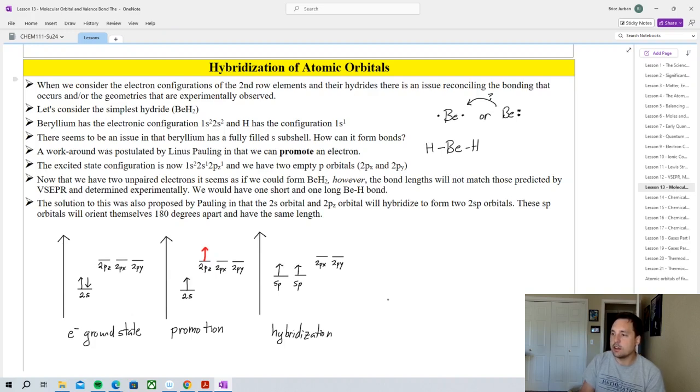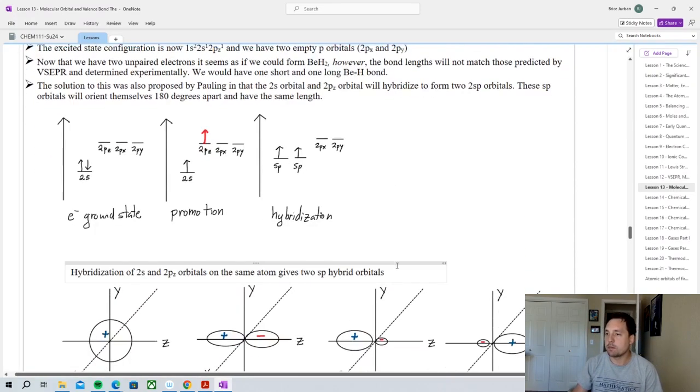You'll see they met in the middle. So the 2s went up and the 2pz went down. So these are a little bit higher in energy. But then this will allow us to get proper bonding between the beryllium atom and the hydrogen atoms.